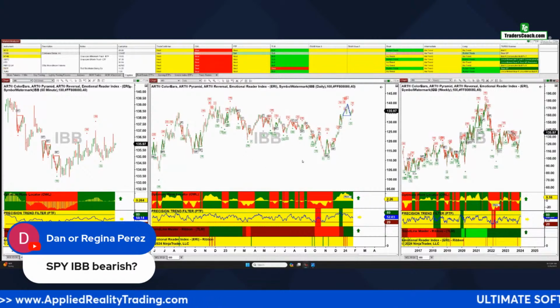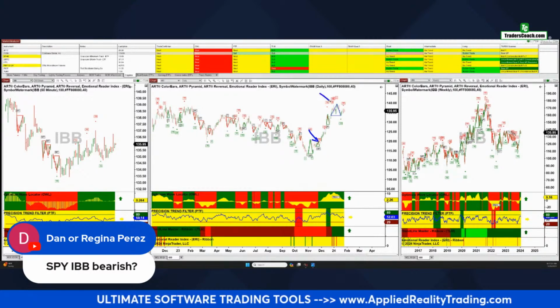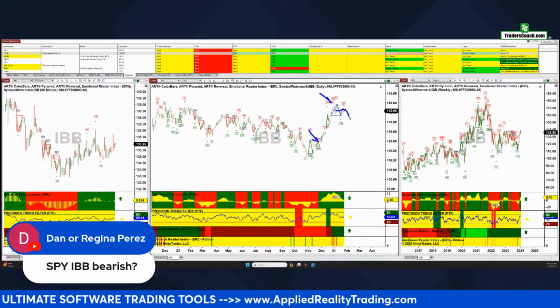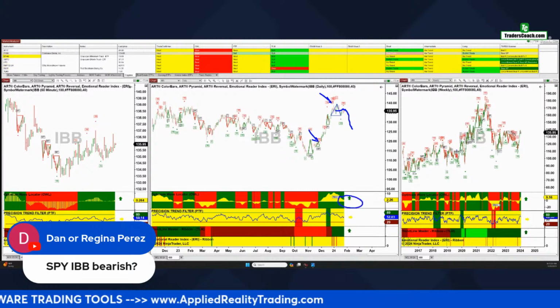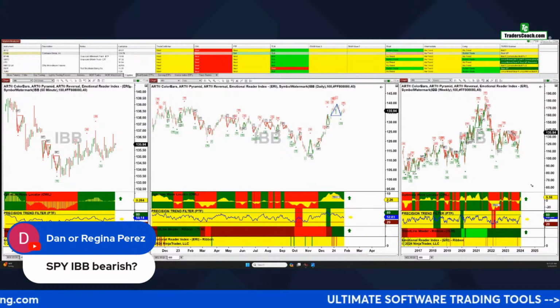Dan or Regina, rather. Okay, so again here, nice move up. If you were going long in this, this probably would have been a better area than here, because we're getting close to a little bit of a pullback. We may get one more quick high on this, but again, probably a pullback. The weekly chart is a different story.